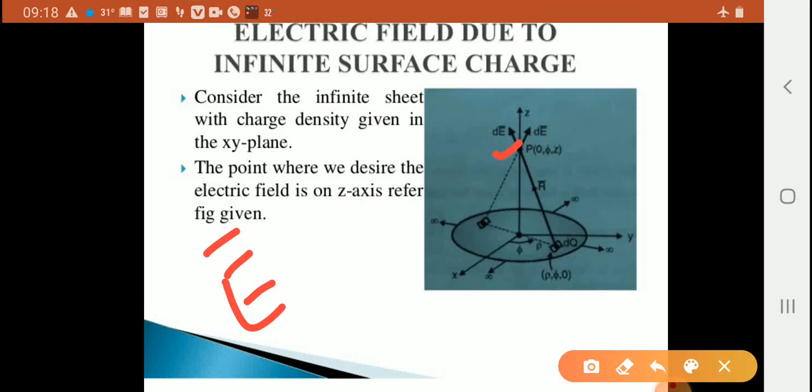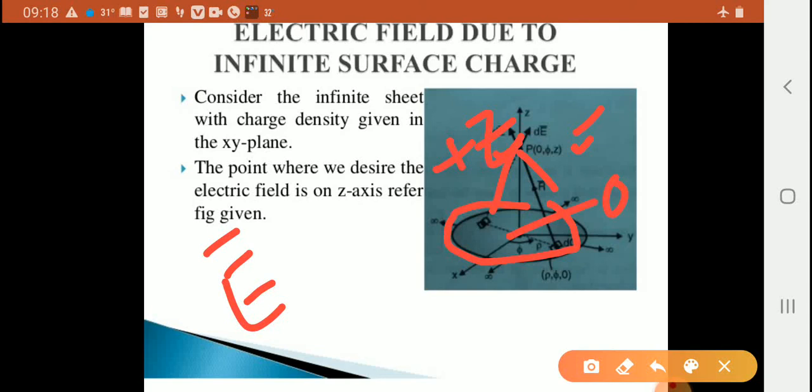Due to this infinite sheet charge in the cylindrical coordinate system, the coordinates of P are 0, 0 and z. Remember that the point P is located on the plus z axis at a distance of z from the origin O.